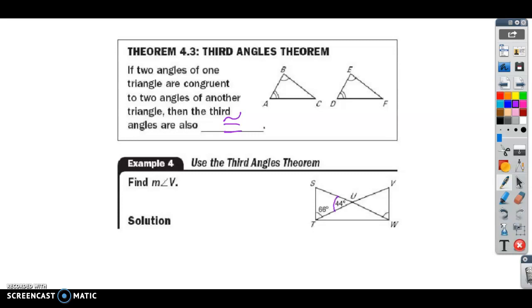We've got vertical angles here. So this is 44 degrees, right? Because those are vertical angles. We're told that, I should probably put a different 2 marks there since this has 66. So this angle is also 66.